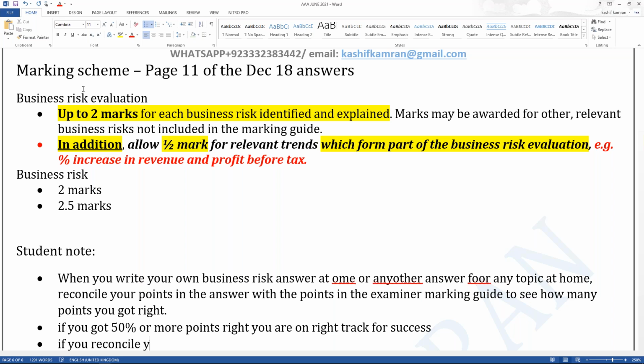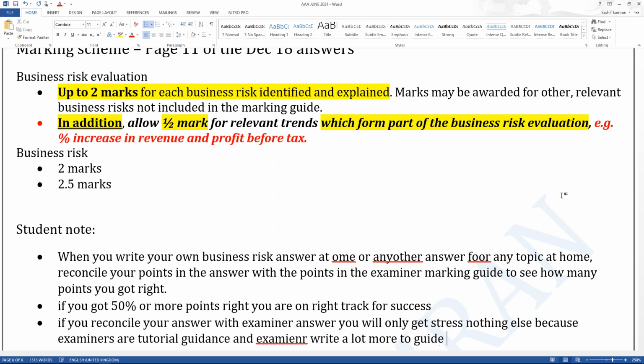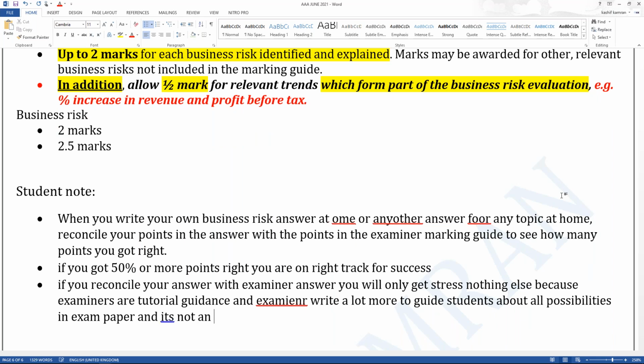If you reconcile your answer with the examiner answer, you will only get stress, nothing else, because examiner answers are tutorial guidance, and the examiner writes a lot more to guide students about all possibilities in the exam paper, and it's not an exam standard answer to write in 3 hours.